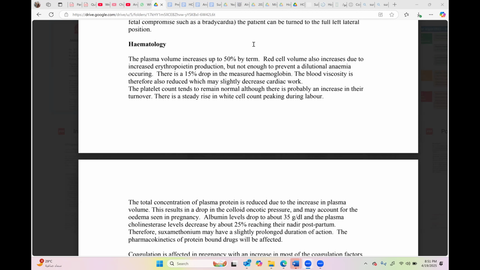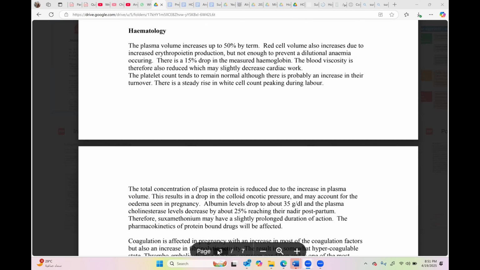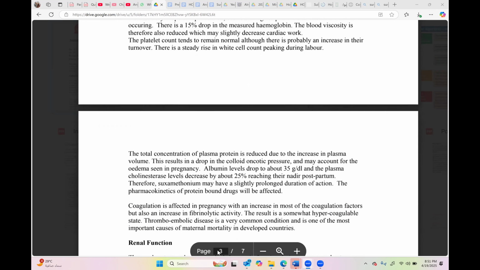So it can result in trapping of some medications. Okay, so one example is local anesthetic, if I'm not wrong. So this is how you can explain to them. Albumin level drops, so free drugs can increase. Plasma cholinesterase enzyme decreases by 25 percent, so succinylcholine effect can be slightly prolonged.